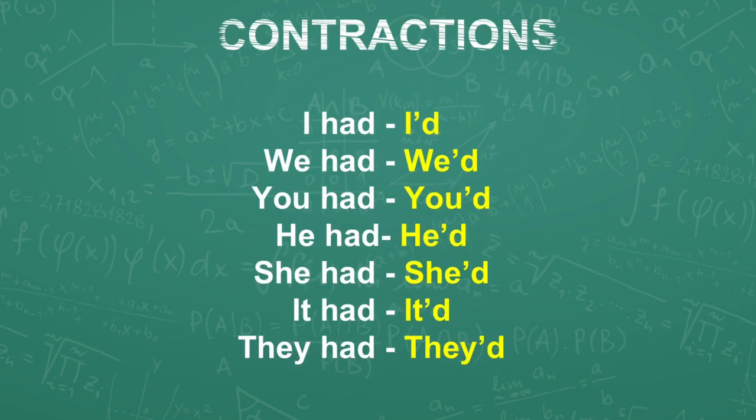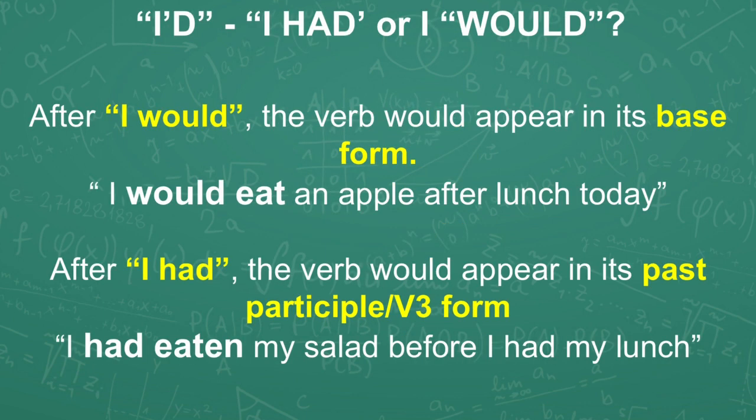Contractions. Contractions are also common in the past perfect. For instance, I had becomes I'd, we had becomes we'd, you had becomes you'd, he had becomes he'd, she had becomes she'd, it had becomes it'd, and they had becomes they'd.